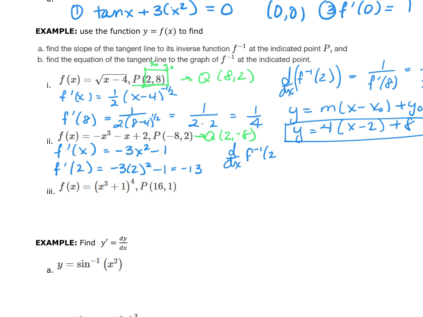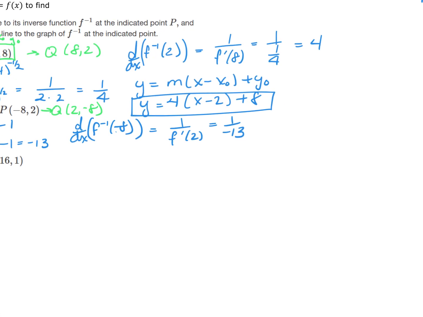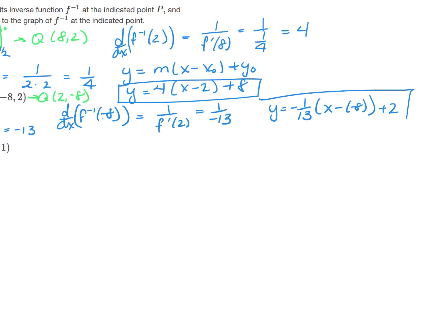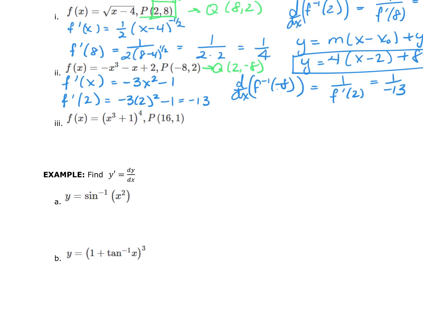So then the d/dx of f inverse of negative 8. See, I told you it's easy for me to do that. Negative 8 is going to be 1/f prime of 2, which is 1/negative 13. So then the equation of my line is y equals negative 1/13 times x minus negative 8, and then plus 2. And that is my equation of the tangent line.